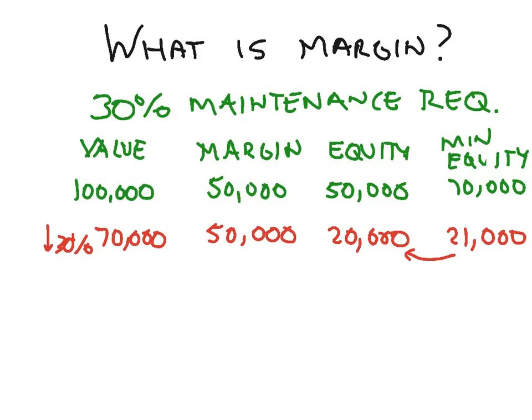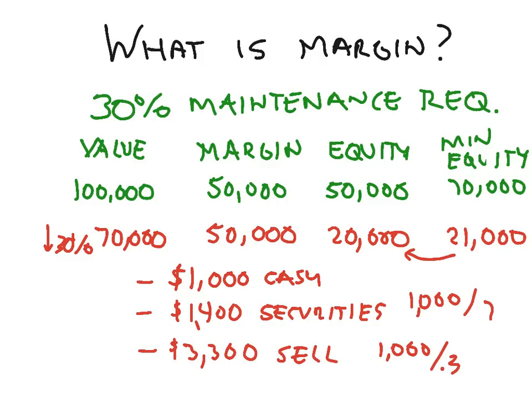So what's going to happen is you're going to be required to put $1,000 cash into the portfolio. So that's one. The second option is that you deposit securities, adding about $1,400 of securities to the portfolio. I rounded, but it's just 1,000 divided by 0.7. Or you have to sell $3,300 worth of securities to cover that margin call of $1,000.